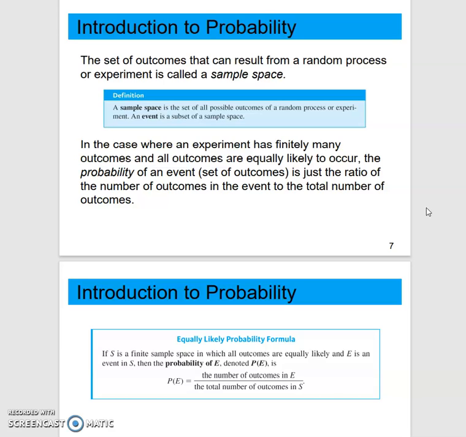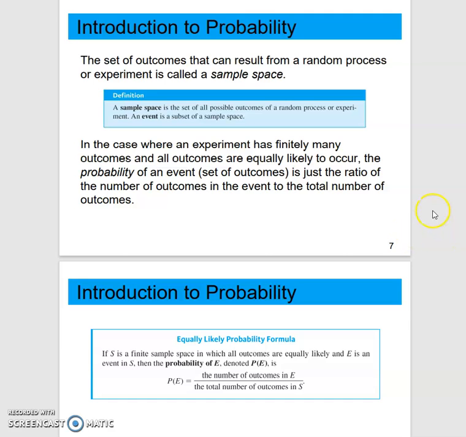Alright, so when we talk about what are the possible outcomes, that is our sample space. So this is everything that could possibly occur, and then an event is a subset. So if I'm flipping my coins, heads and tails are going to be my sample space, and again, the event, for example, might be getting heads.